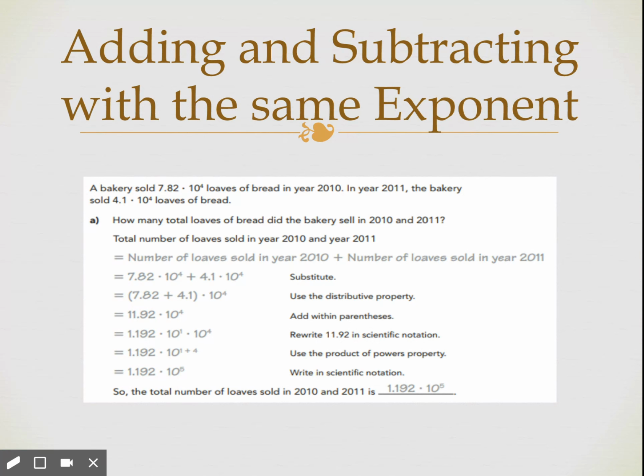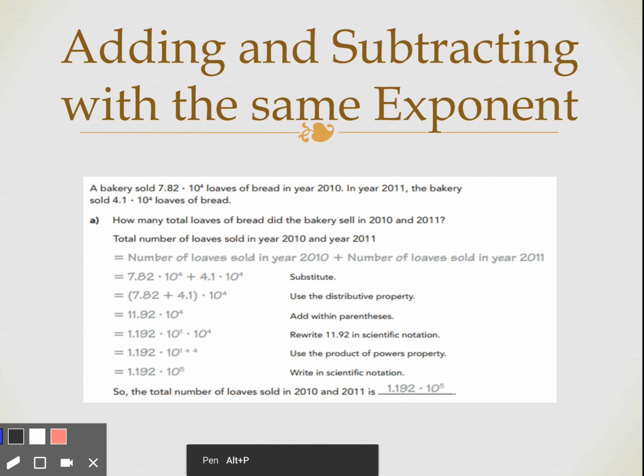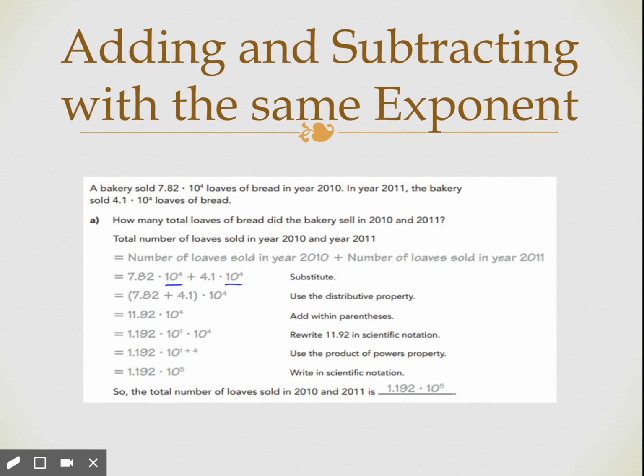A bakery sold 7.82 times 10 to the 4 loaves of bread in 2010. And in 2011, the bakery sold 4.1 times 10 to the 4th loaves of bread. To answer how many total loaves of bread the bakery sold, because we have the same exponent, we put our coefficients in parentheses, 7.82 plus 4.1, and add them together, which gives 11.92, and we have 10 to the 4th.